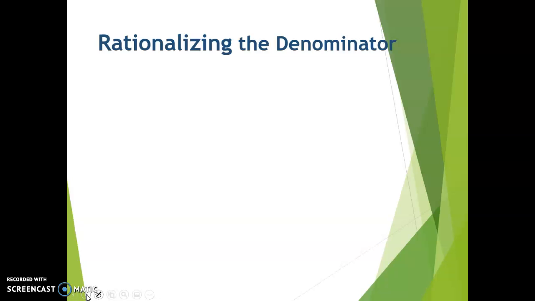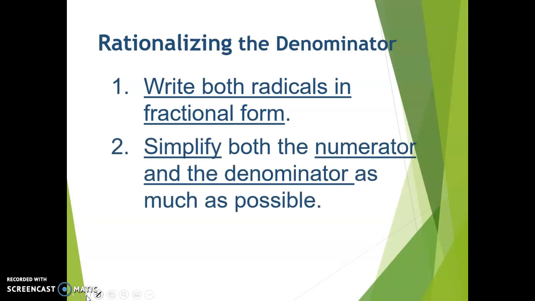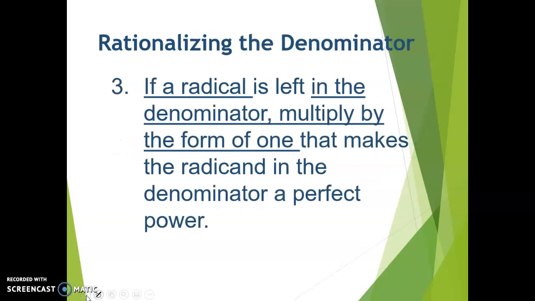All right, guys, here are your steps in rationalizing the denominator. I am quickly running out of time, so we'll go through these and then begin part 2. First, write both radicals in fractional form. Then simplify both the numerator and the denominator as much as possible, like we did with the 75. After you've done that, if there's a radical still left in the denominator, multiply by the form of 1. A form of 1 is root 7 over root 7, or root 3 over root 3, a radical over itself.